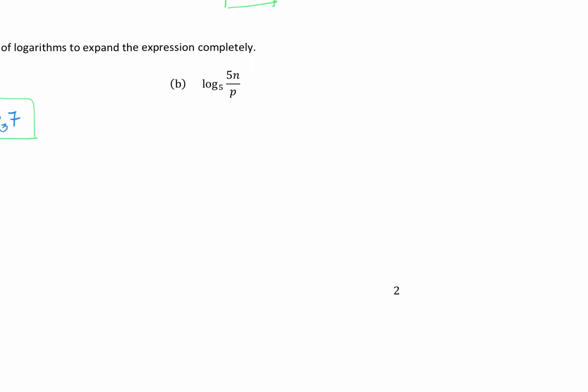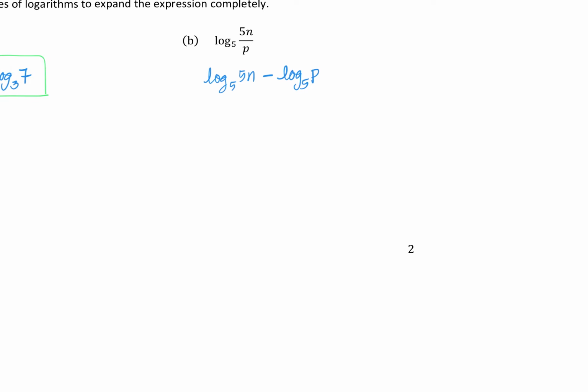Log base 5 of 5 times n divided by p. I see that division. So again, I'm going to use property number 6 to write this as log base 5 of, the top part is 5n. Division means minus log base 5 of p. However, notice in this first expression, I have a multiplication. I have 5 times n. So I can use property 5. So the first thing I did was I used 6.